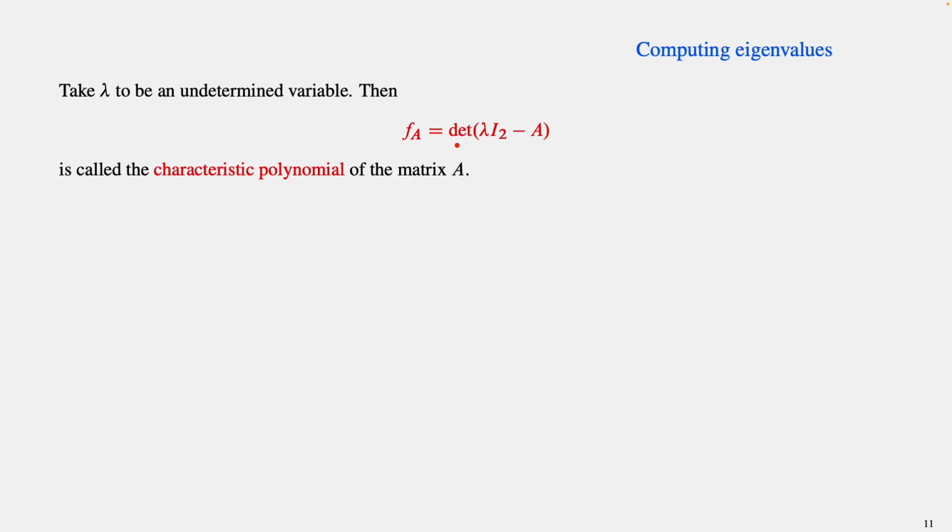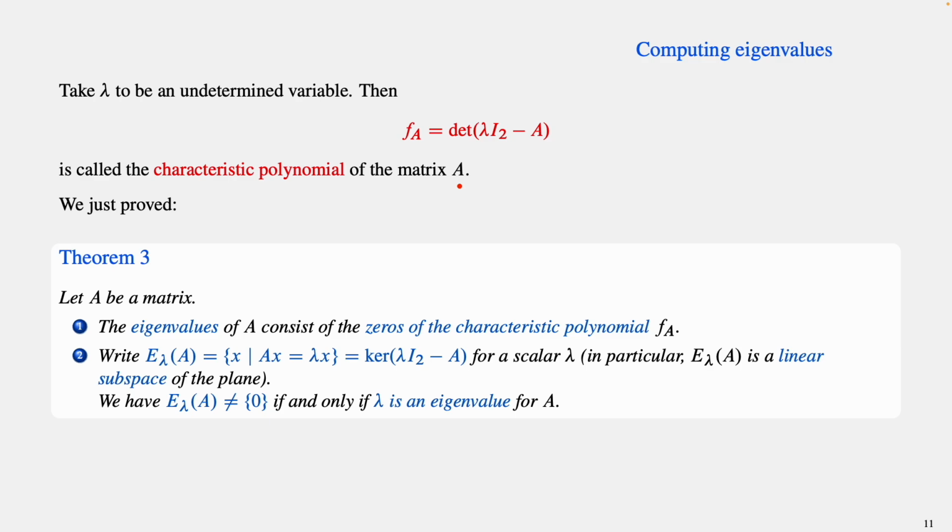We know that usually the determinant of a matrix just gives some number, but if the matrix itself contains some variable lambda that is not specified yet, then what we get out of the determinant will also contain this lambda, and thus will be some algebraic expression in this variable lambda. And this is just a quadratic polynomial, which we call the characteristic polynomial of the matrix A. And what we just proved on the previous slide with our equivalences is the following theorem. If A is a matrix, then first, the eigenvalues of A consist of the zeros of the characteristic polynomial F A.